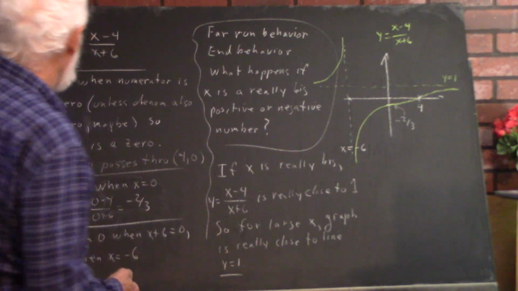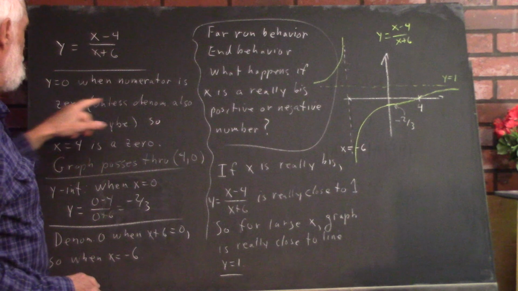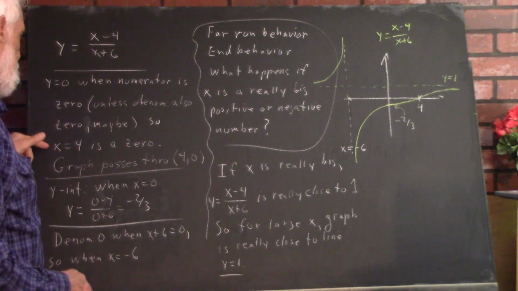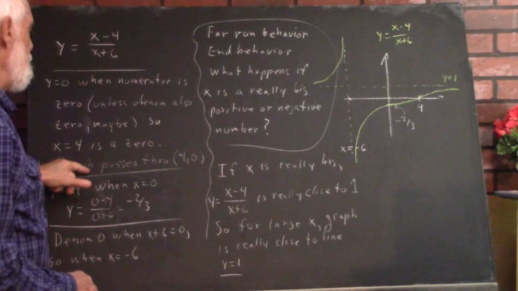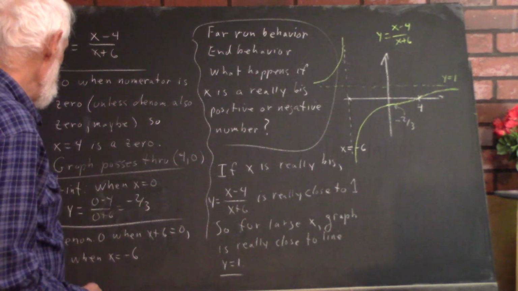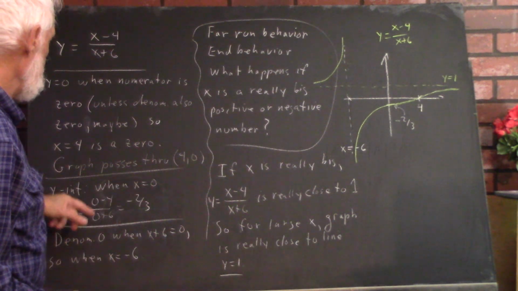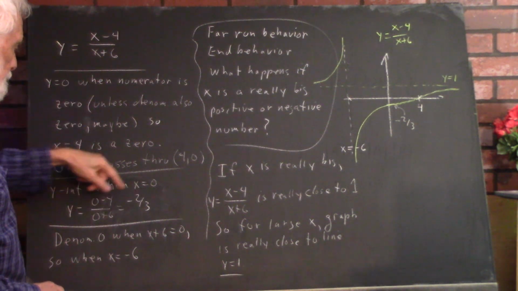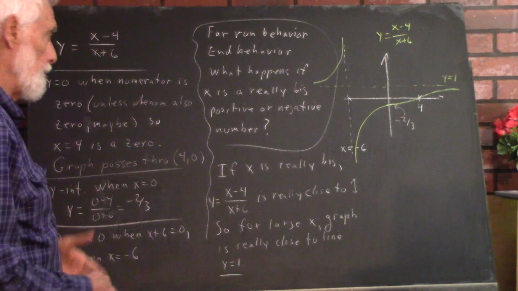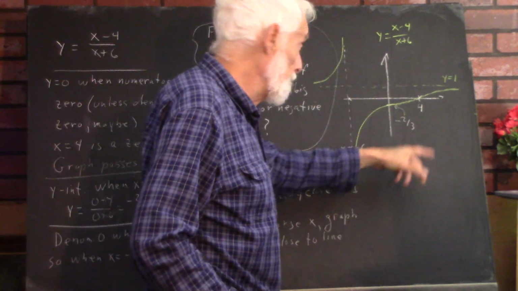Okay, y equals x minus 4 over x plus 6. Y equals 0 when the numerator is 0. So x equals 4 is a 0. The graph passes through the point 4, 0, the x-intercept. The y-intercept occurs when x equals 0. You just plug 0 in for x and you get negative 2/3, so there's your y-intercept. And I've got that on this graph too, which looks a lot like the other one.